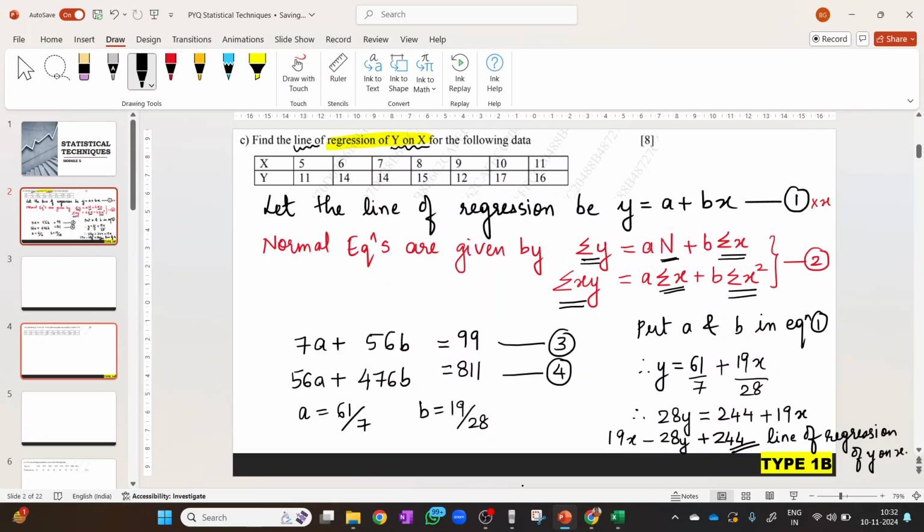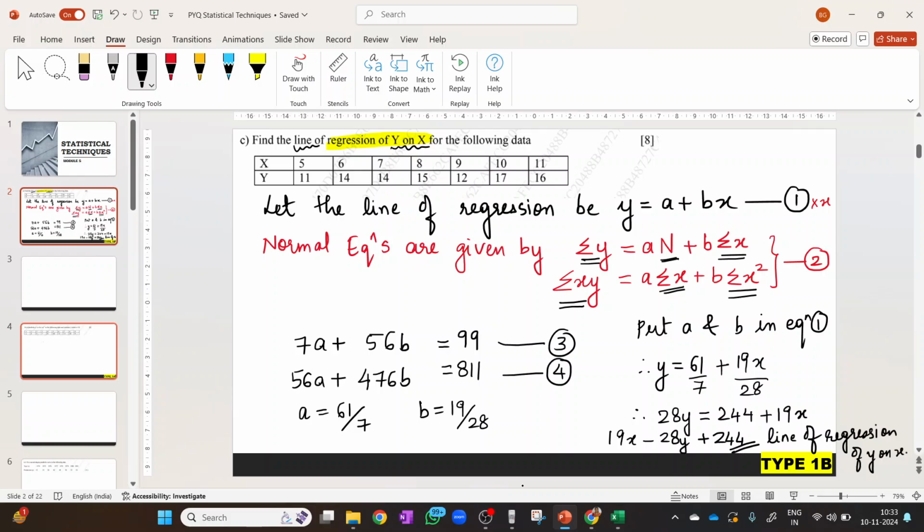In a similar manner, if it is x on y, I hope you know how to do it. So I'll just quickly recap. You start with the equation of the line, assume the equation, form the normal equations. I've shown you the technique of forming the normal equations. Draw the table which I showed you on Excel. You will draw it manually using a scientific calculator. Substitute the values in equation number 2. In place of summation y, the total of y, in place of n, the number of observations, in place of summation x, the total of x, in place of summation xy, the total of the xy column, in place of summation x, again the same, in place of summation x square, the total of the x square column.